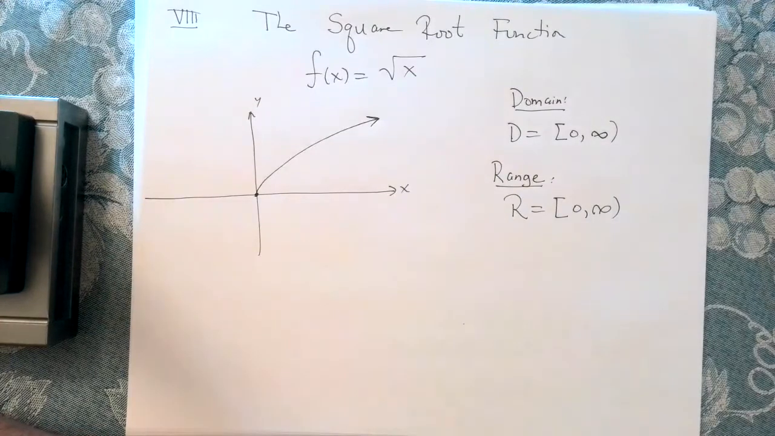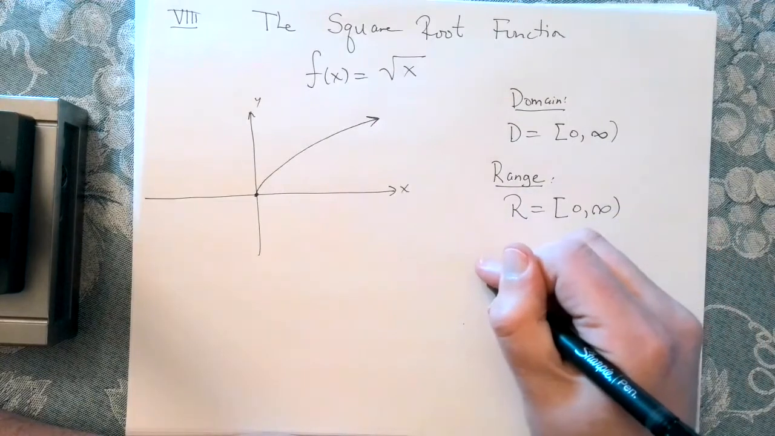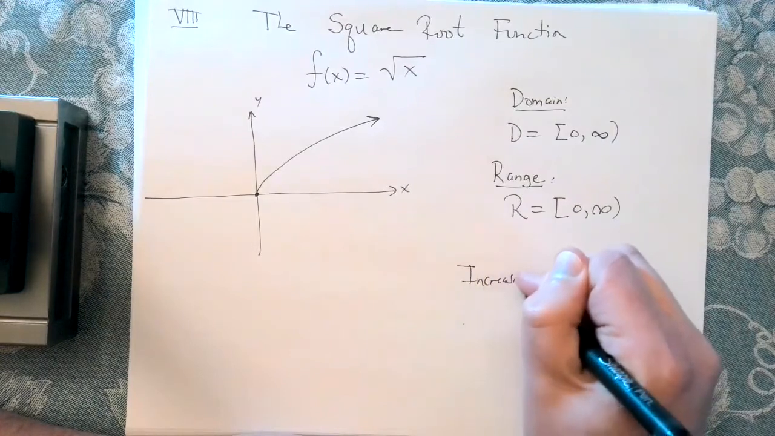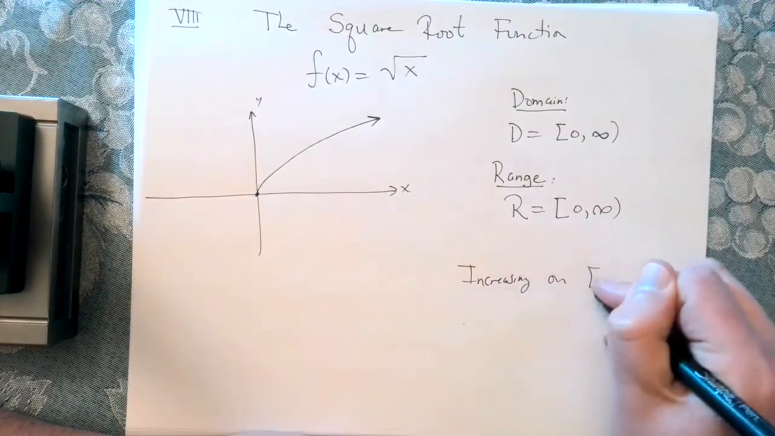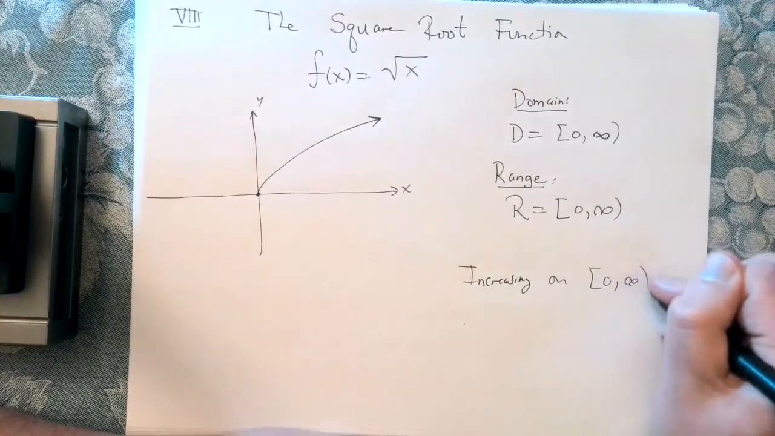And there's no symmetry that we care about, right? So this doesn't have a type of symmetry that we're interested in. So this has no symmetry. But what about increasing, decreasing? Well, this is increasing on the interval 0 inclusive of 0 to infinity.